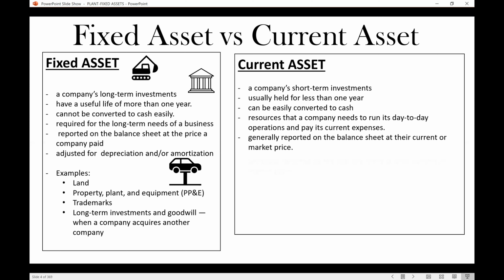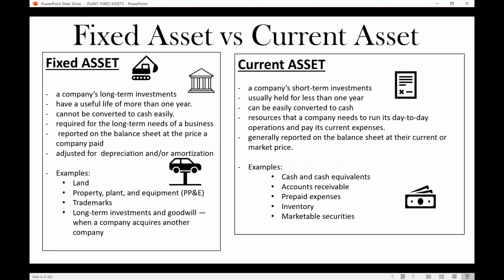We can see this was the case for our financial assets, right? Examples of these include cash and cash equivalents, as you would have known, or accounts receivable, which is another financial asset. Then we have prepaid expenses, inventory, and marketable securities.